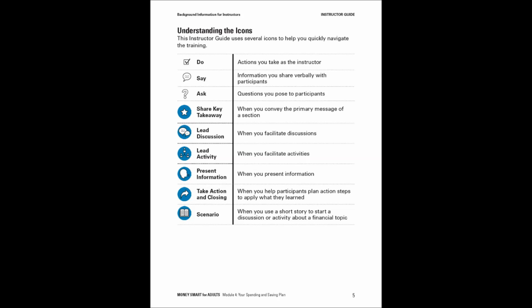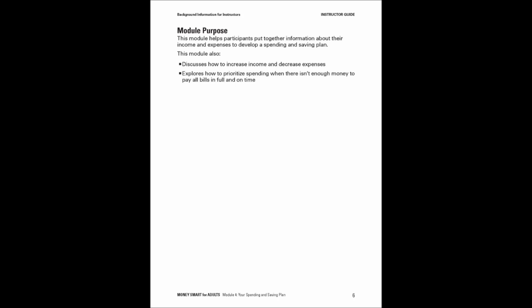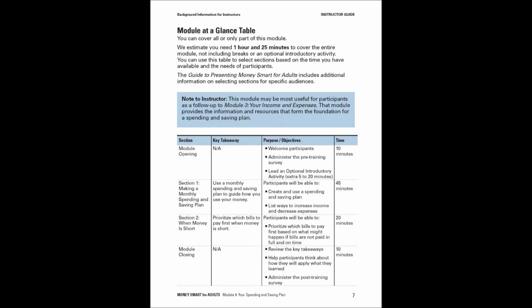Understanding the icons, this section is the same for all the other modules in the Money Smart for Adults training. You can reference them here as a refresher if you need to. Module purpose. This module helps participants put together information about their income and expenses to develop a spending and saving plan. Module at a glance table.